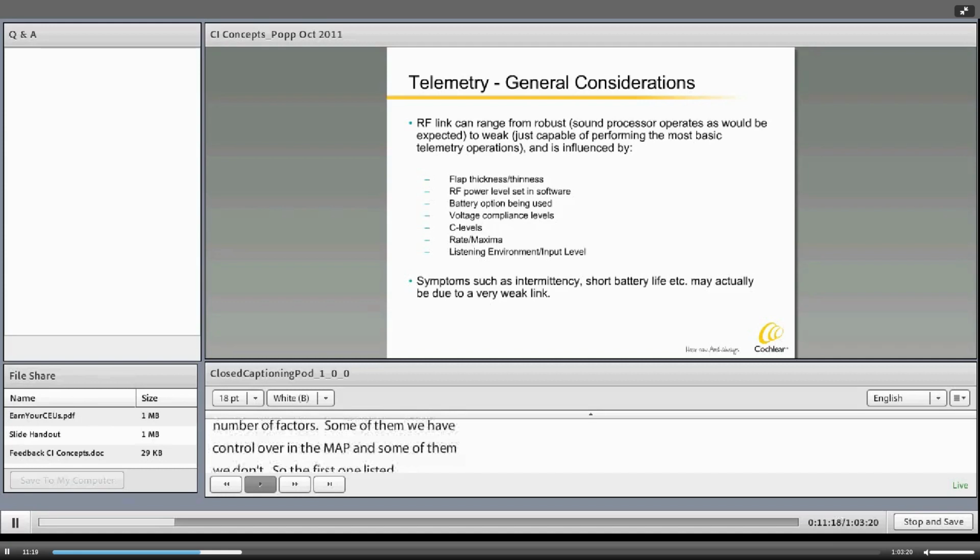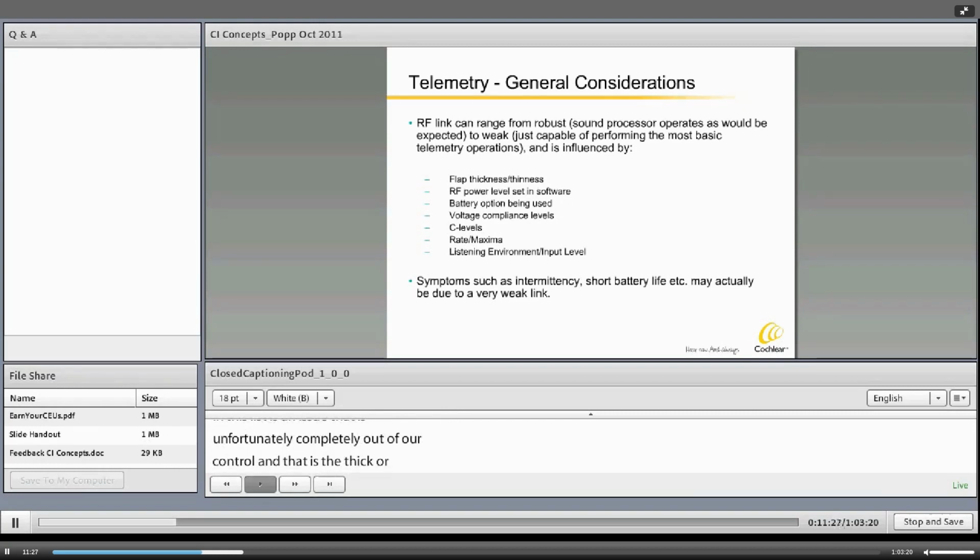So the first one listed in this list is an issue that is unfortunately completely out of our control, and that is the thickness or thinness of the skin flap that's in place, as well as the hair that an individual has. And so if someone has very thick skin with very thick hair, that's going to increase the distance between the transmitter coil and the internal component of the device, which is going to make that communication a little bit more difficult because of the distance that the signal is having to travel.